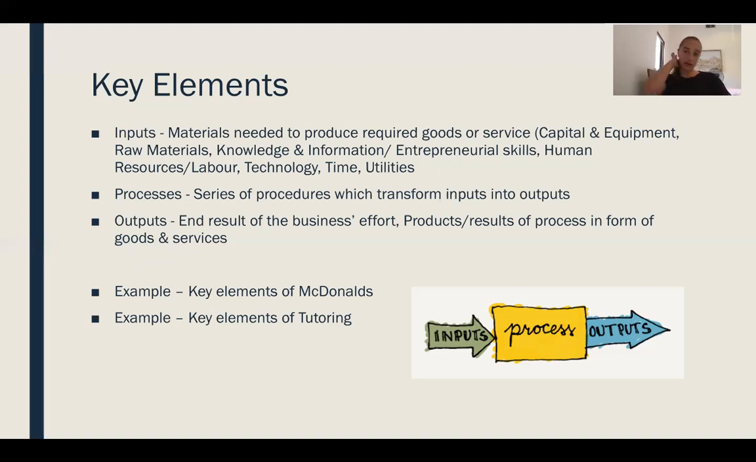The processes then are going to be the things that transform all of the inputs into the outputs. So things like the grills, the deep fryers, also the employees cooking the burgers and that kind of thing. And finally, the output is all the food that is sold to customers, burgers, chips, milkshakes, whatever.